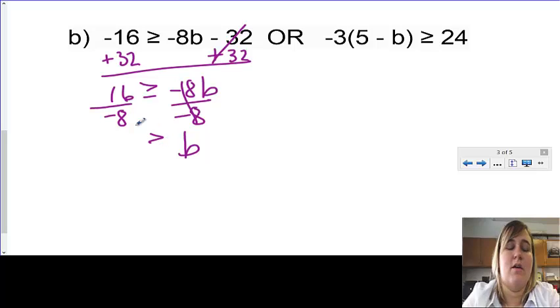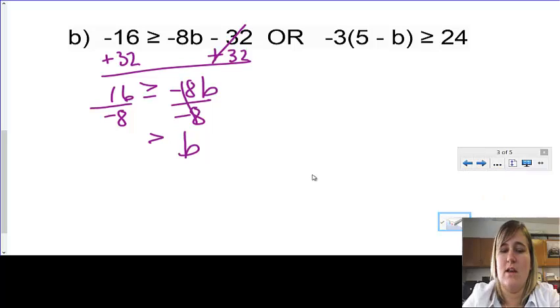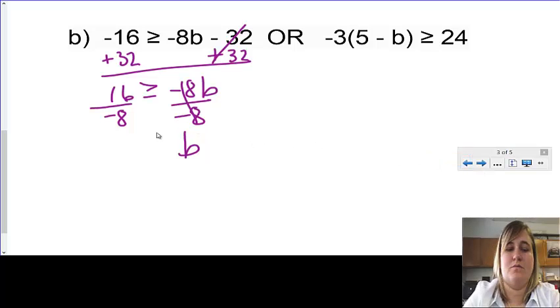Bring my sign. Whoops, made a mistake there. Whenever I divide by a negative, make sure that we always flip that sign. Anytime I multiply or divide by a negative, the sign has to flip. So instead of it being greater than, it will become a less than sign. 16 divided by negative 8 is a negative 2.